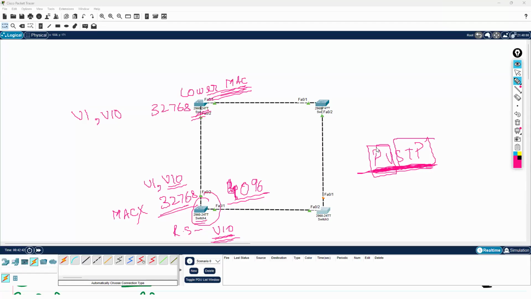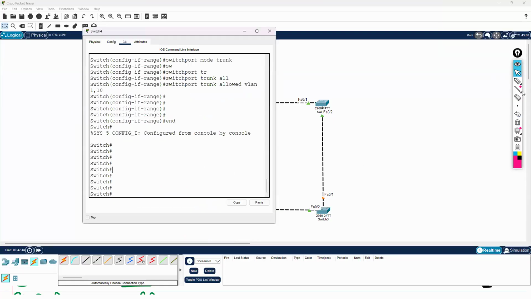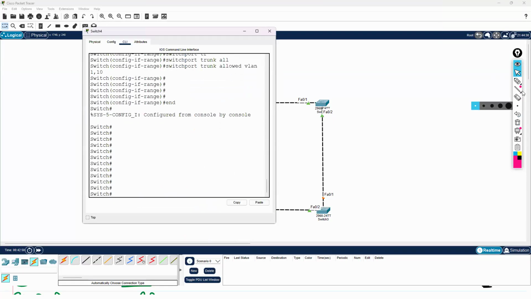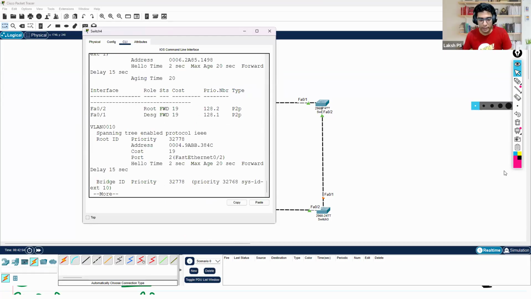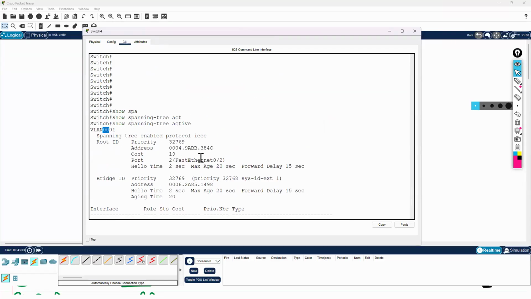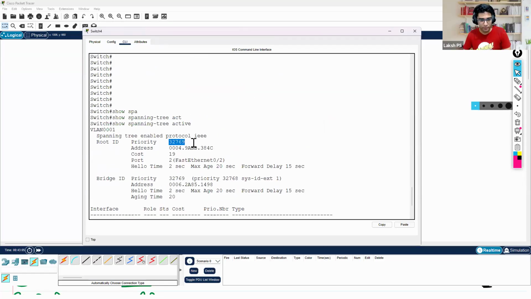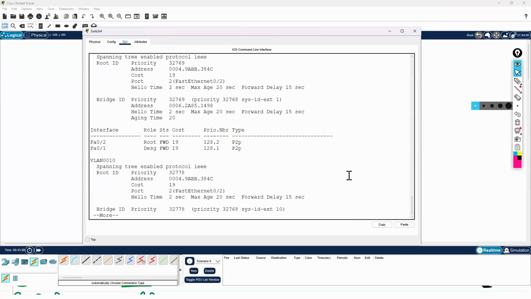But how can we change the priority for different VLANs? Priority is at the switch level, right? That is why, if you see the output of show spanning tree active, it is not at the switch level, it is at the VLAN level. For VLAN number 10 you have this priority, and for VLAN number 1 you have a different priority. That means priority is not a switch thing, it is a per-VLAN thing.